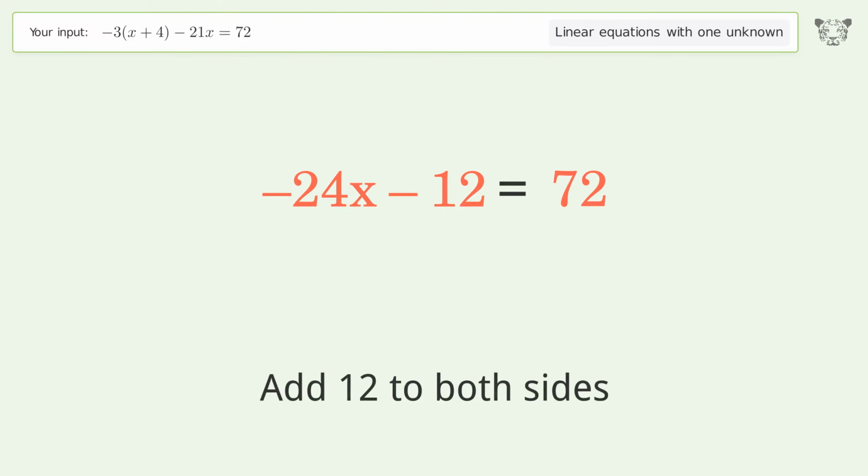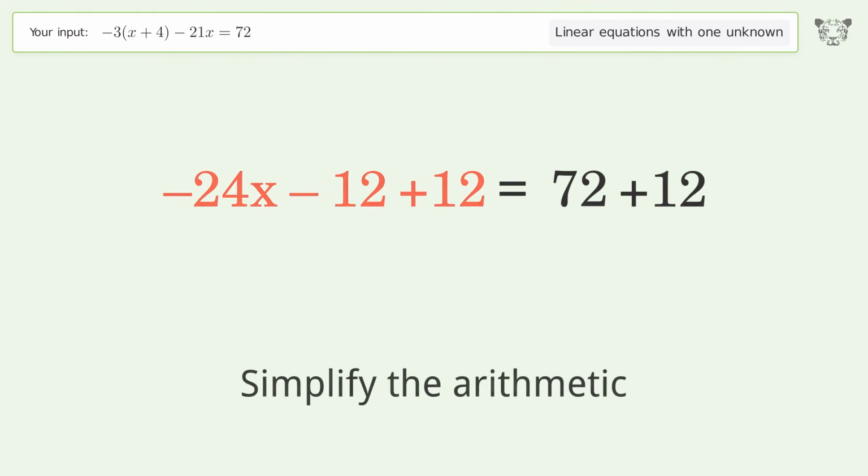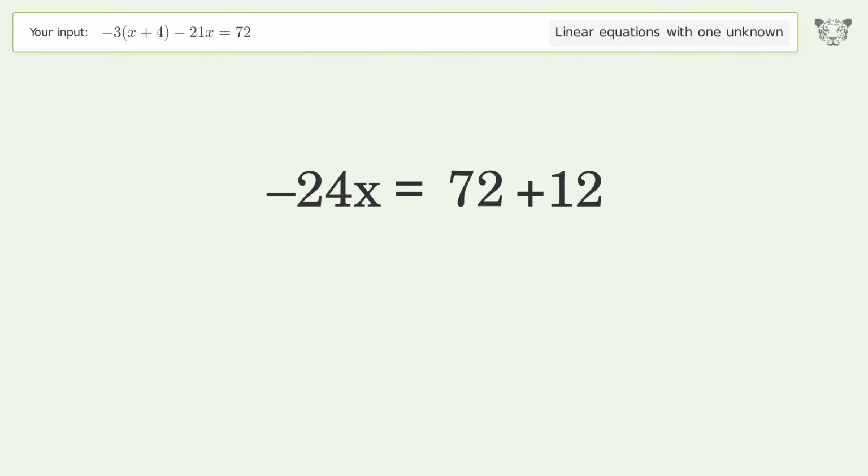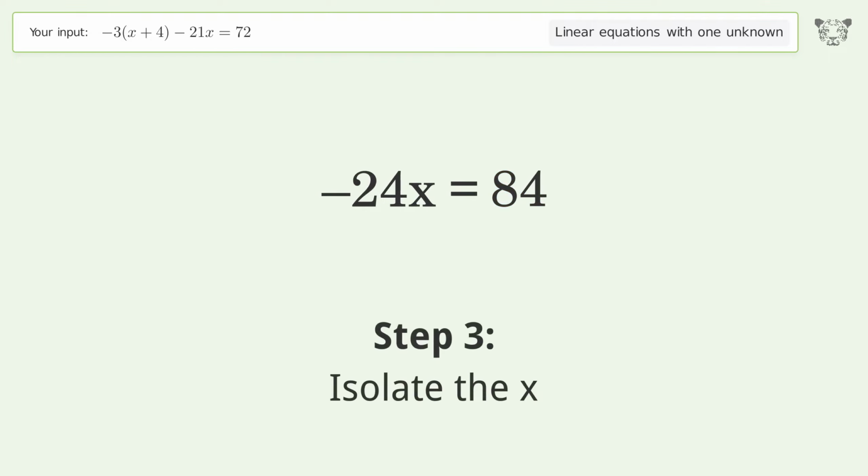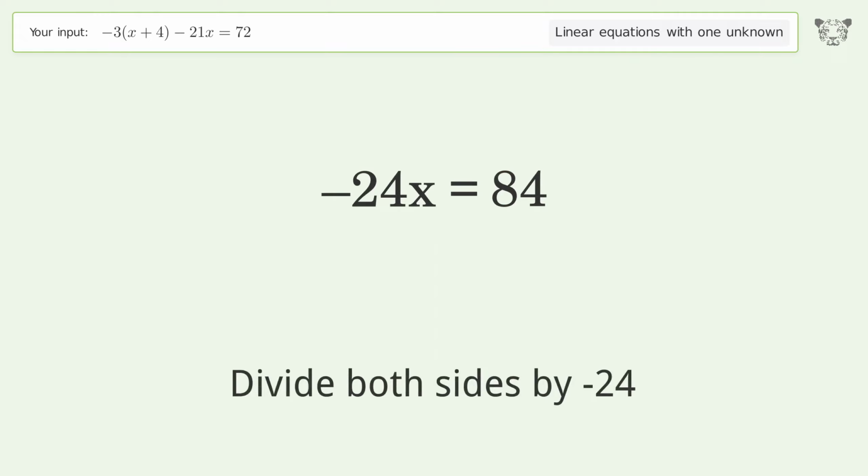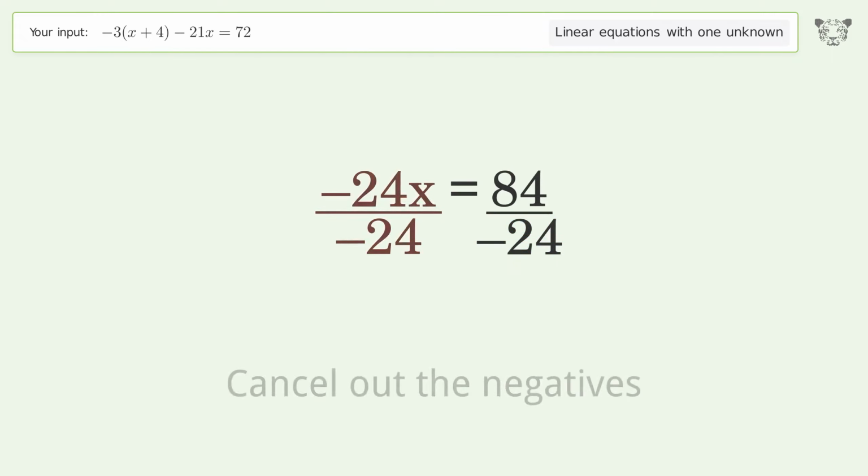Add 12 to both sides. Simplify the arithmetic. Isolate the x. Divide both sides by -24. Cancel out the negatives.